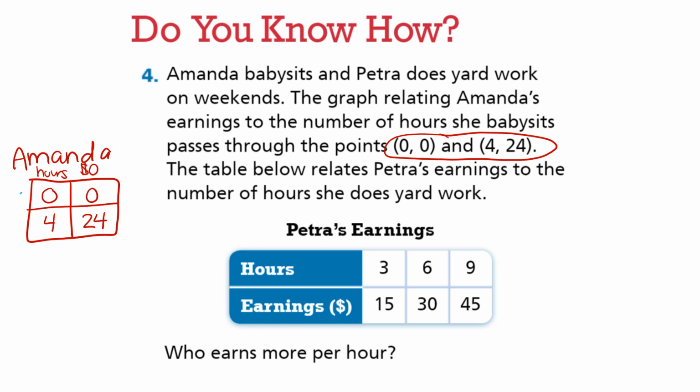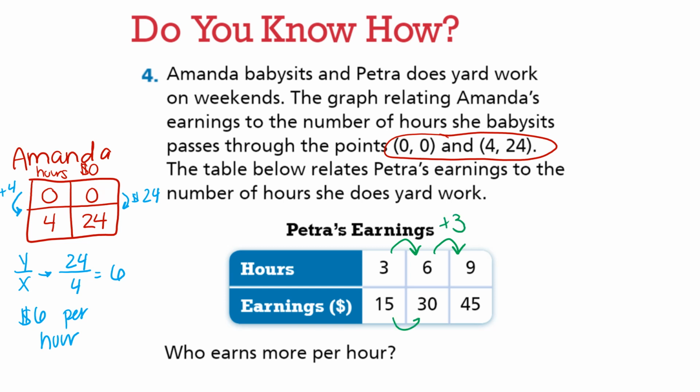Finding your pattern in the table, 0 to 4 would be 4 hours, 0 to 24 would be $24. We set up the fraction y over x, so 24 divided by 4 is $6 per hour. For Petra, we would find our pattern in our table. Our hours are going up by 3, 6, 9. Our earnings are going up by 15, 30, 45. Setting up the fraction y over x, 15 divided by 3 is going to be 5. Petra earns $5 per hour.